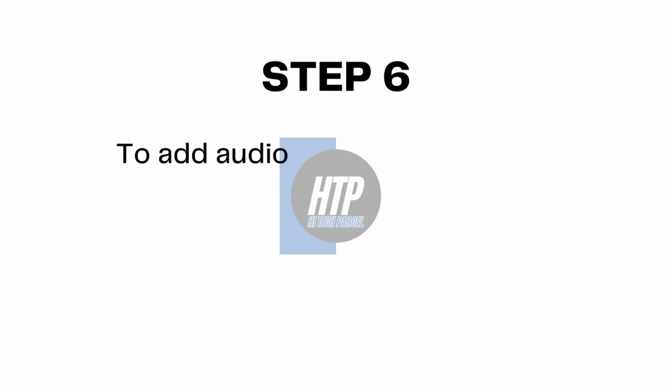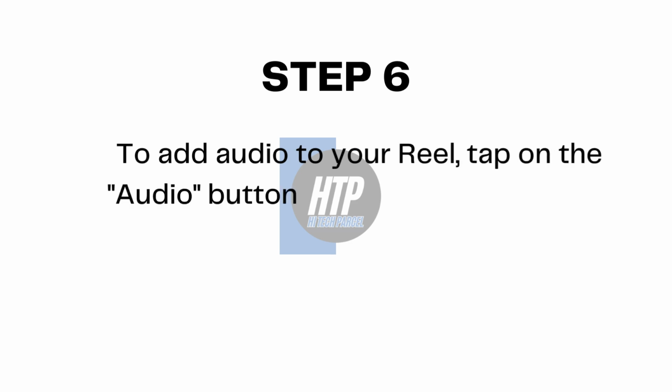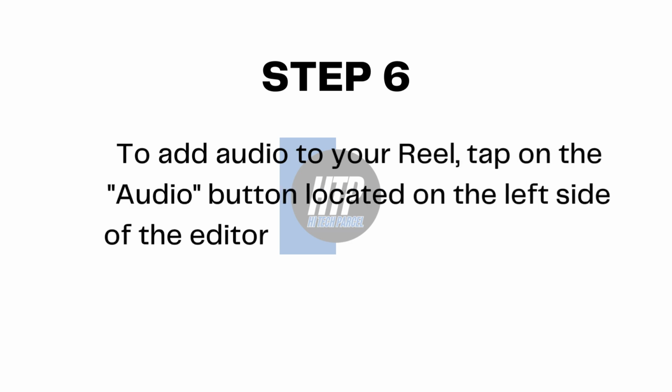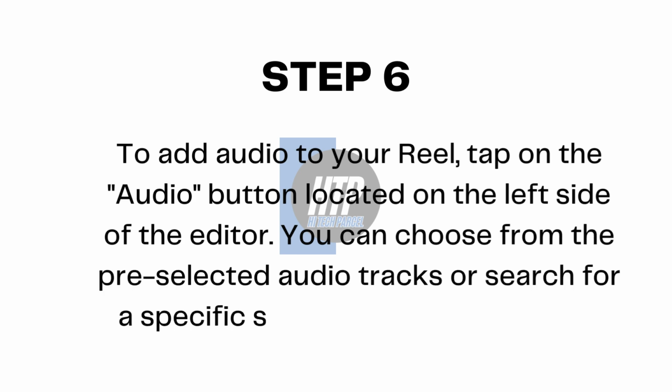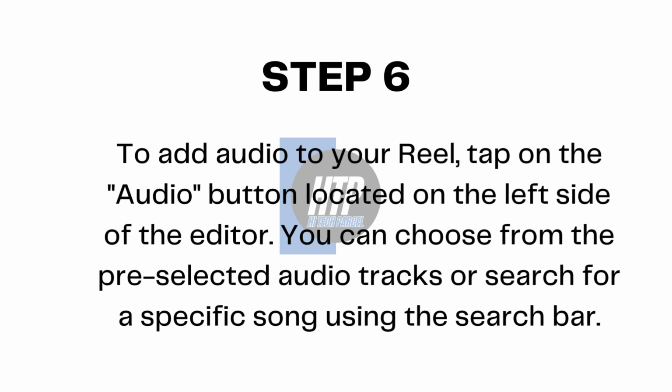Number 6. To add audio to your reel, tap on the audio button located on the left side of the editor. You can choose from the pre-selected audio tracks or search for a specific song using the search bar.